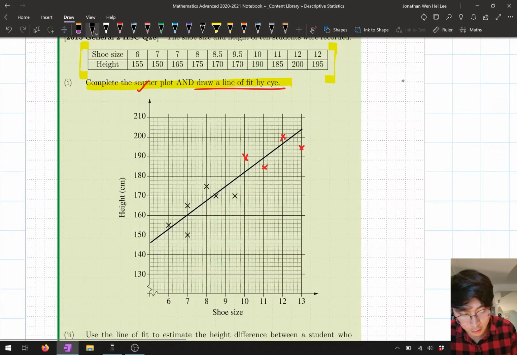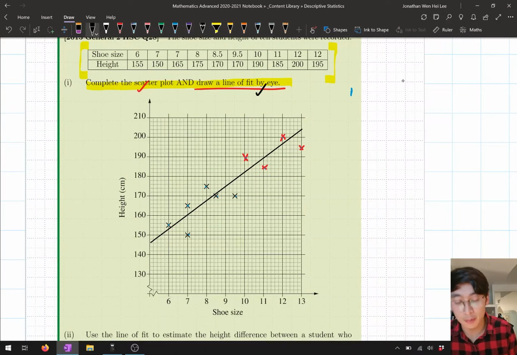So there we go. Notice here, half my points are above: 1, 2, 3, 4, 5 are above, and half of them below: 1, 2, 3, 4, 5. And I've tried my best to minimize the distance between the line and those points. Okay, so we've drawn our line of best fit.